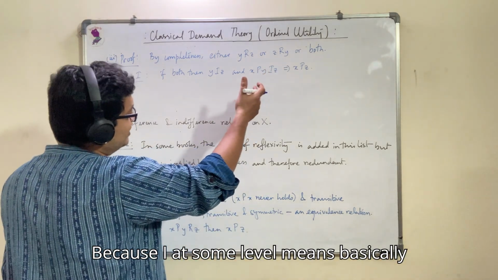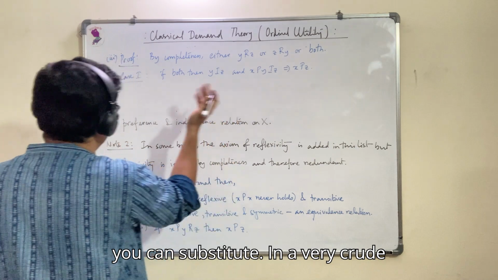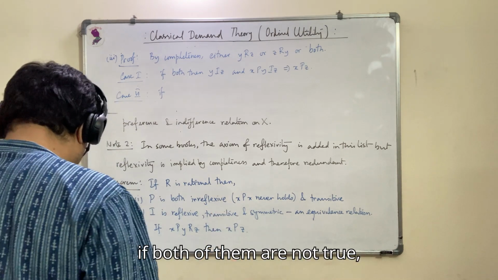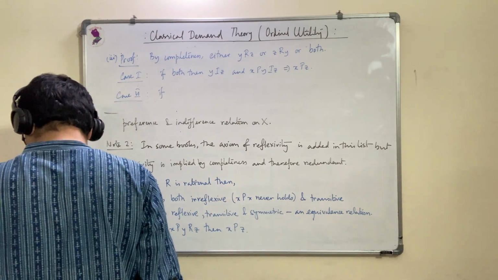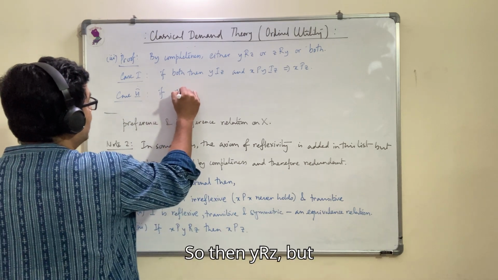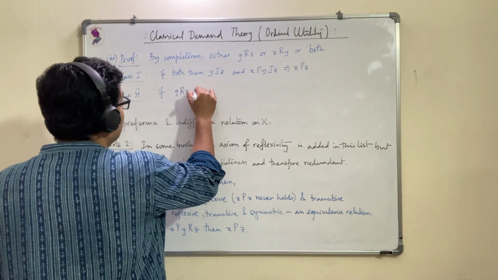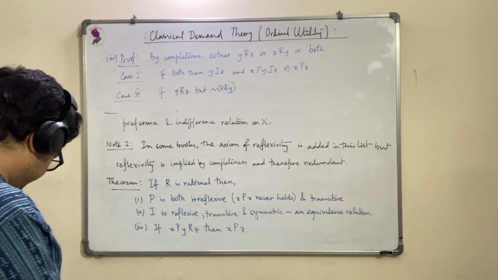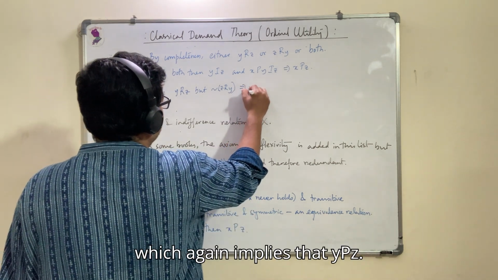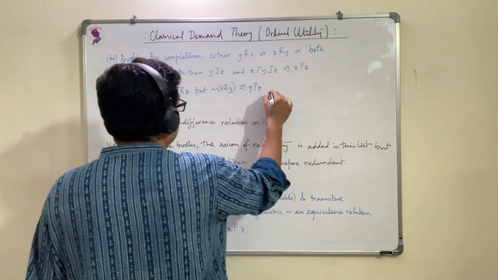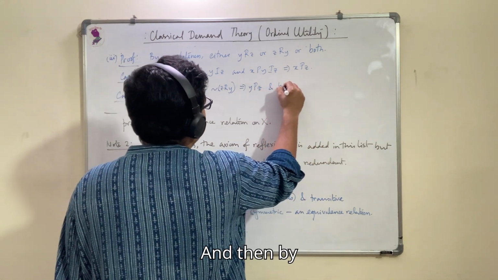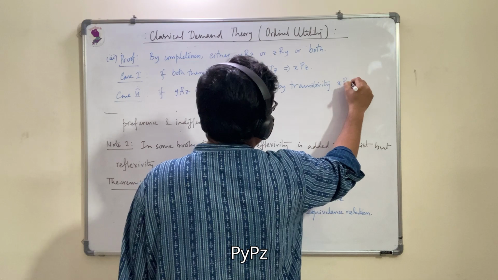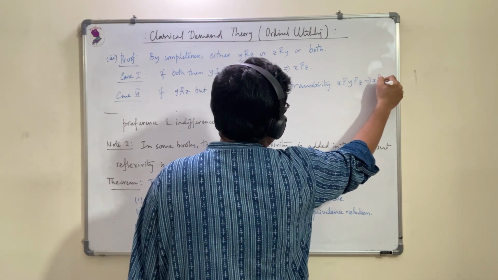Because I at some level means basically you can substitute. I mean, in a very crude sense, we can say that. If both of them are not true, then y R z but not z R y, which again implies that y P z. And then by transitivity, x P y P z implies x P z.